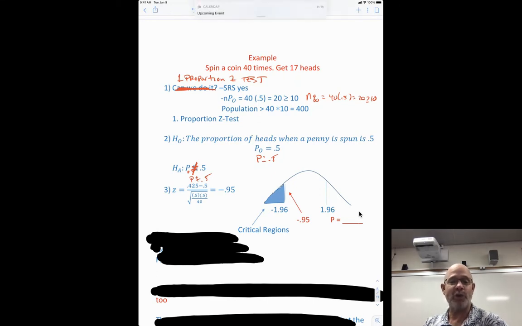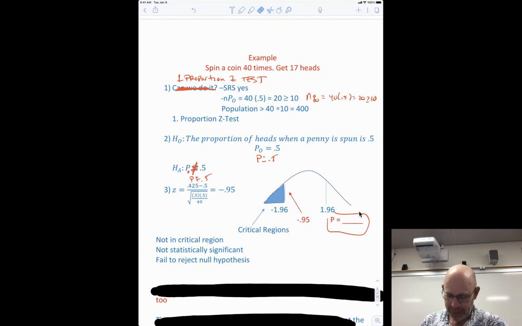Okay, it's called critical regions or rejection regions. The p-values are for later, again, right here. We're going to find a p-value later, okay? So it's not in the critical region or rejection region. Sometimes we interchange those words, all right? Rejection region. Therefore, it's not statistically significant. So we failed to reject the null hypothesis.